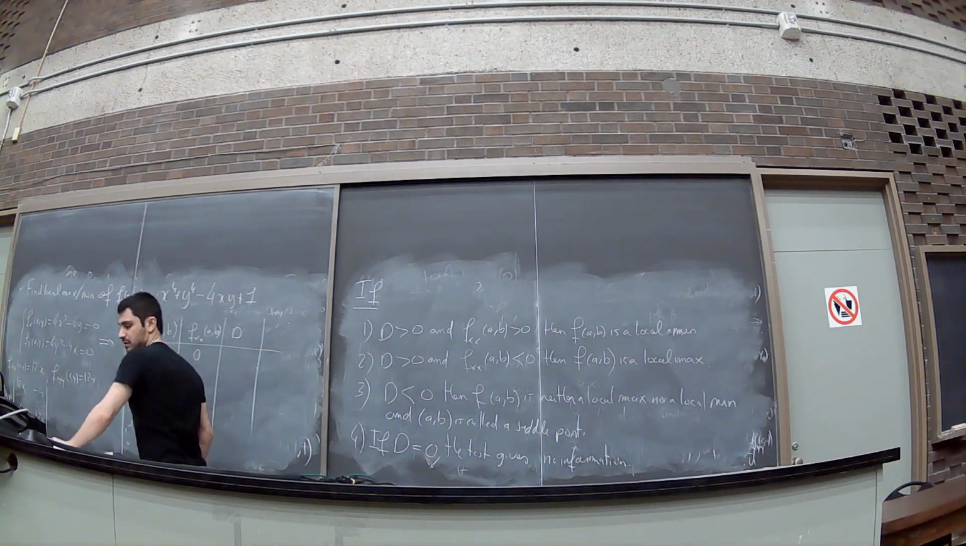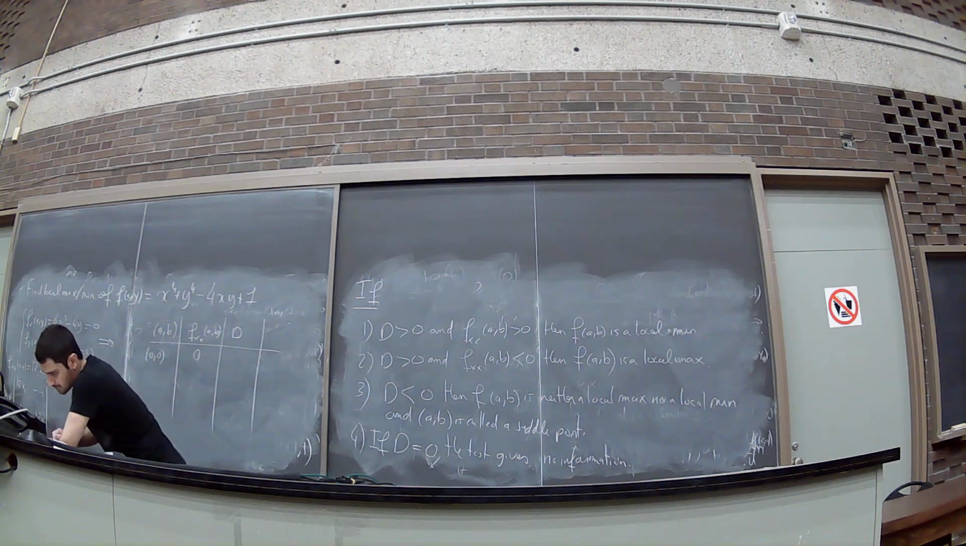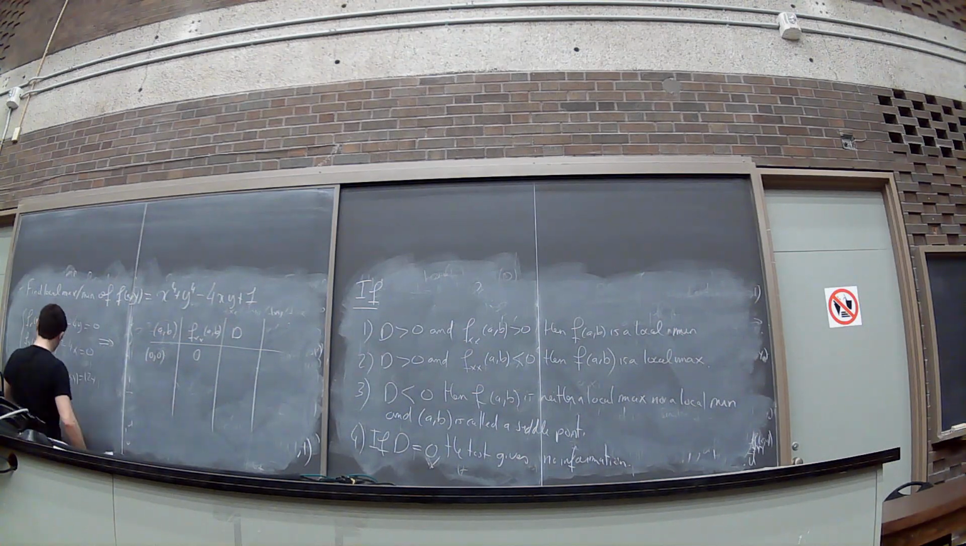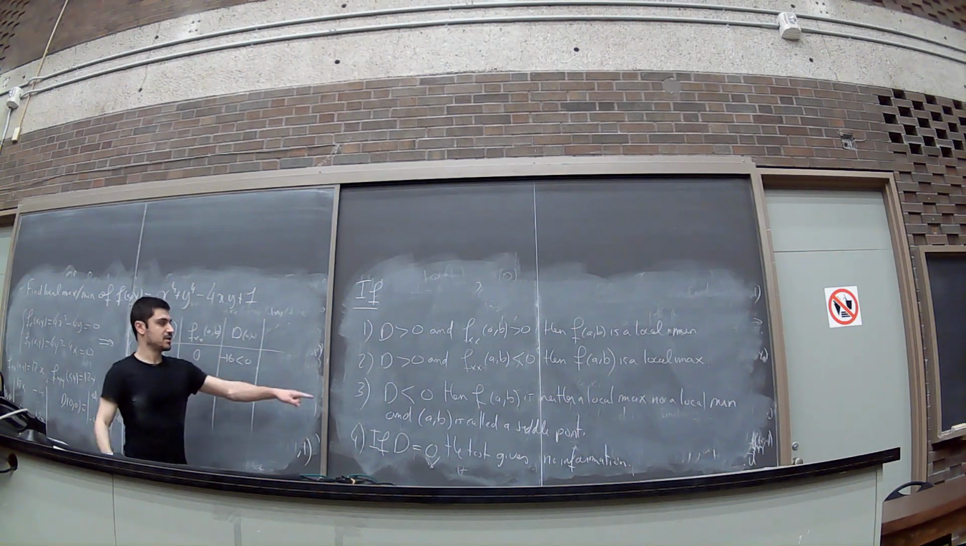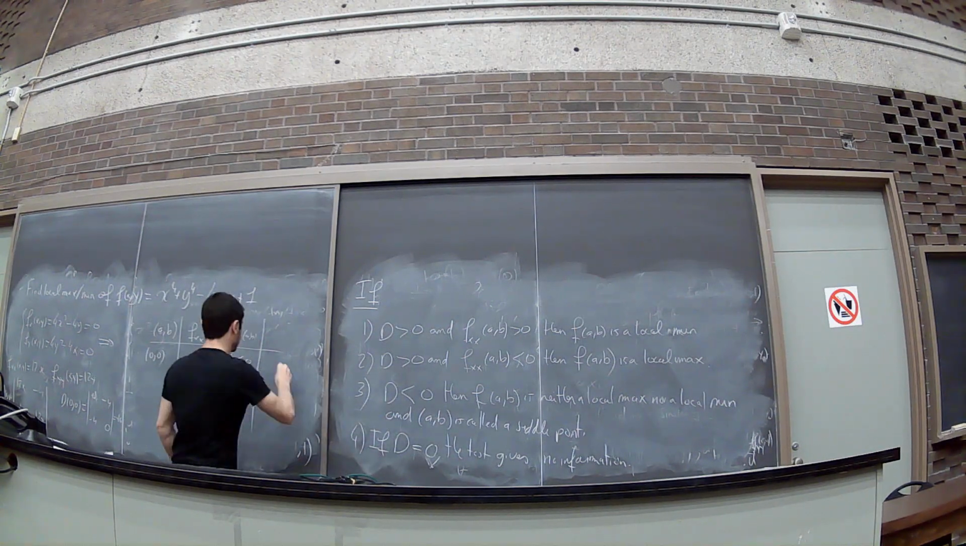What is D at 0, 0? Wait. Did I make a mistake? No, that's fine. What is D at 0, 0? Everybody? Plug in 0, 0. What do you get? It's 0 times 0 minus 4 squared, which is minus 16. So it's minus 16, which is negative. What can you say here?